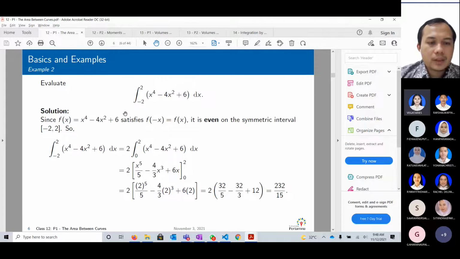For example, this function, so this integral, we have that f(x) is x to the power 4 minus 4x squared plus 6. Then in this case, the function is even, because if we put f of minus x, the function remains the same as f(x).